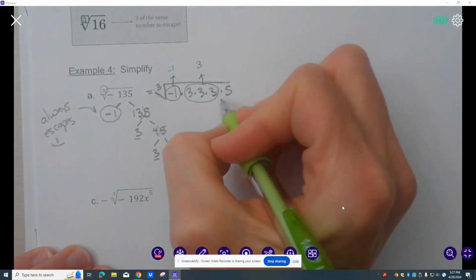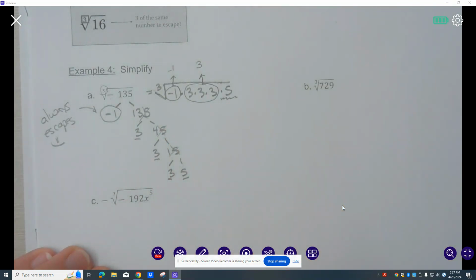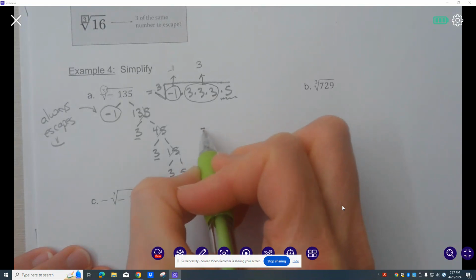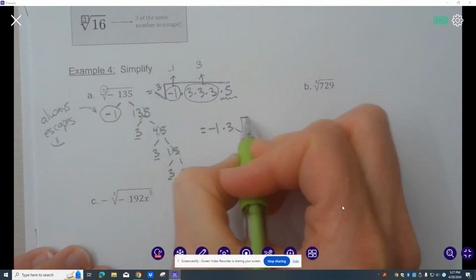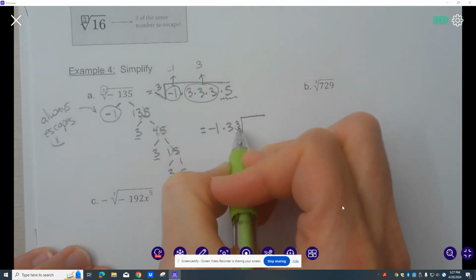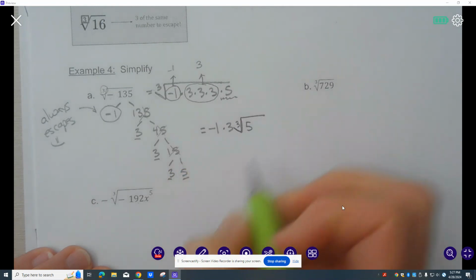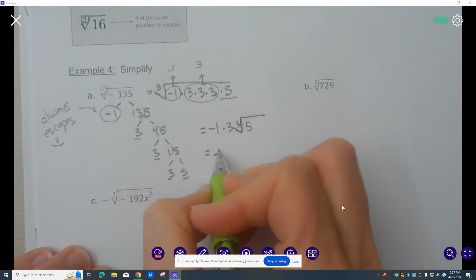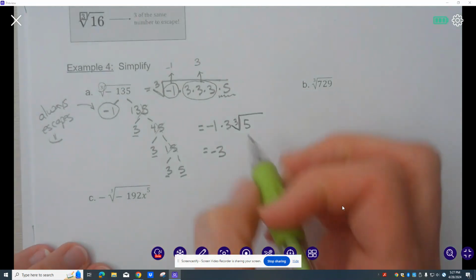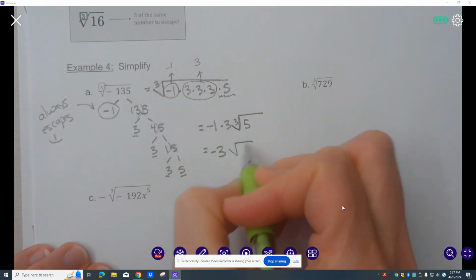So what is left in this jail? Just the 5. So outside my jail, I have -1 times 3. This is a third root jail, so put that little 3 right there, and then your 5. -1 times 3, multiply everything outside the jail. So that is sitting outside the jail.